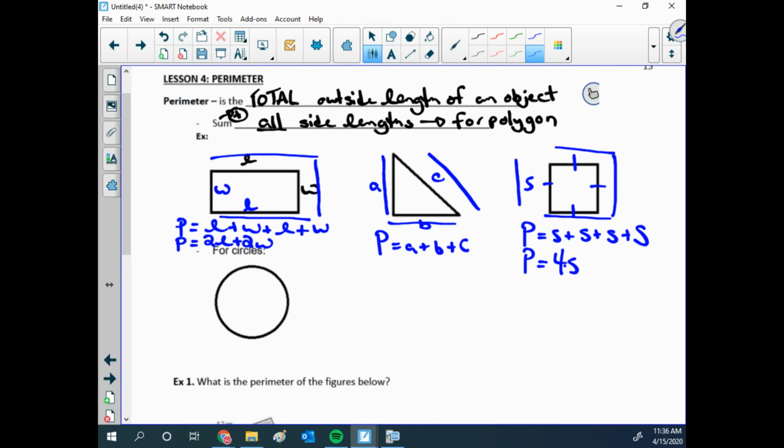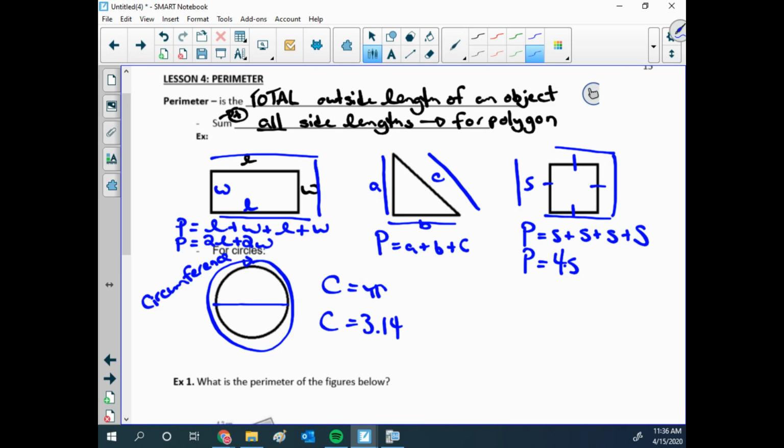Circles, we still have perimeter, but we have a fancier name for it because we need a formula to find the perimeter of a circle. The perimeter of a circle, all the way around a circle, is called the circumference. And I have 2 different formulas that can help me figure out the circumference of a circle. So circumference is equal to pi, which if you don't have a calculator pi button, just go 3.14, times the diameter. So 3.14 d, or 3.14 times d.